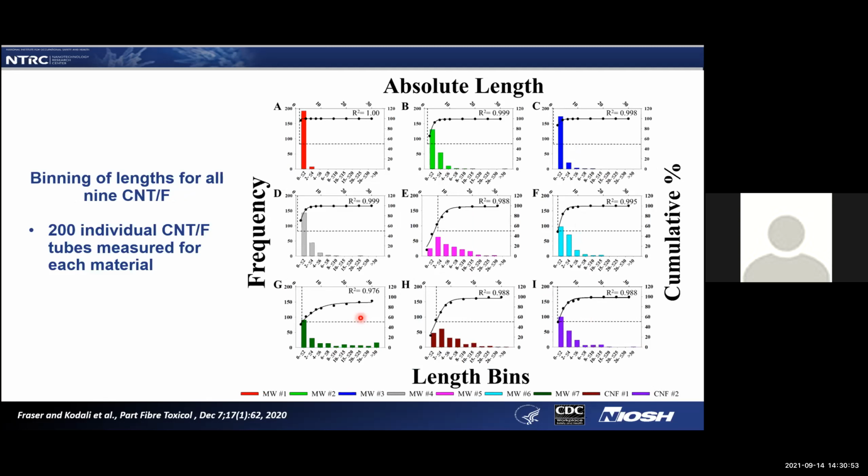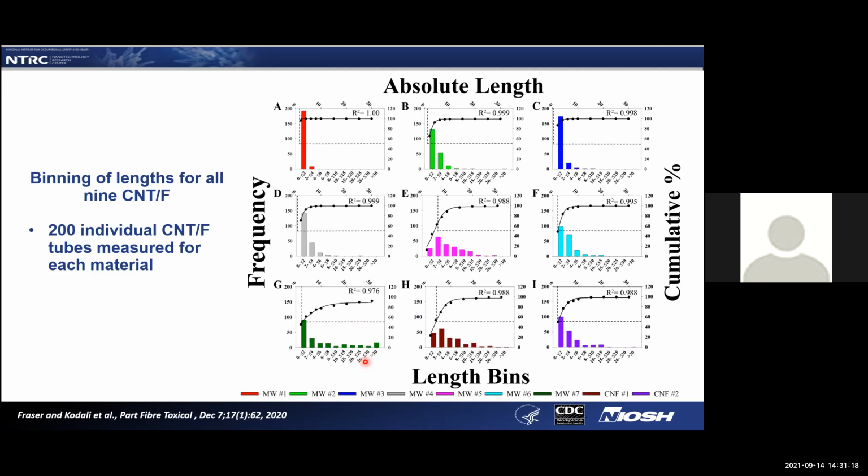And the same goes with length. If you look at multi-walled number 1, very small, pretty much all the materials are in this smaller length initial bin. But when you look at multi-walled number 7, yes, the majority of materials have this population of a smaller length. But then we also have this wide distribution of longer materials.